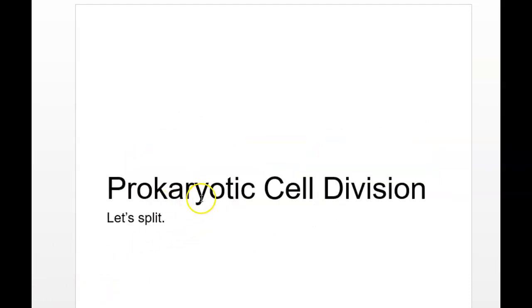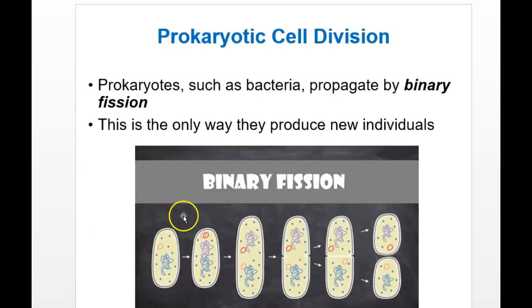So let me finish up now just talking a little bit about prokaryotic cell division. So prokaryotes are going to reproduce differently. They don't have, as you know, a nucleus. So basically they can copy all the information. They can take their DNA, make a copy, and then they basically split. And that's called binary fission, binary meaning into two, and fission is to split into two. And that's how they produce new individuals.